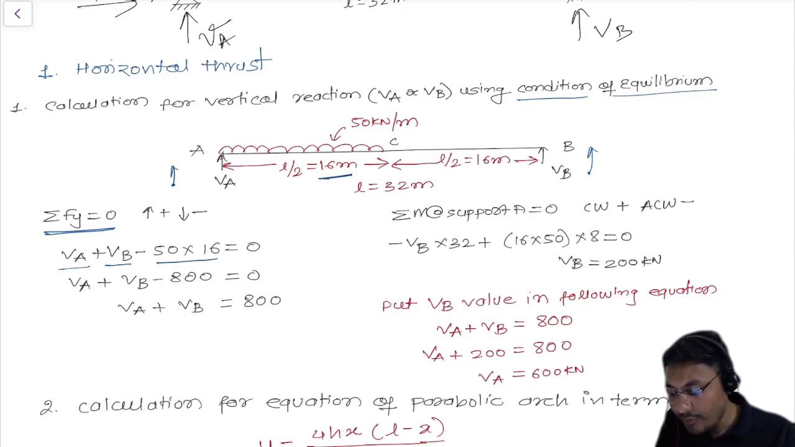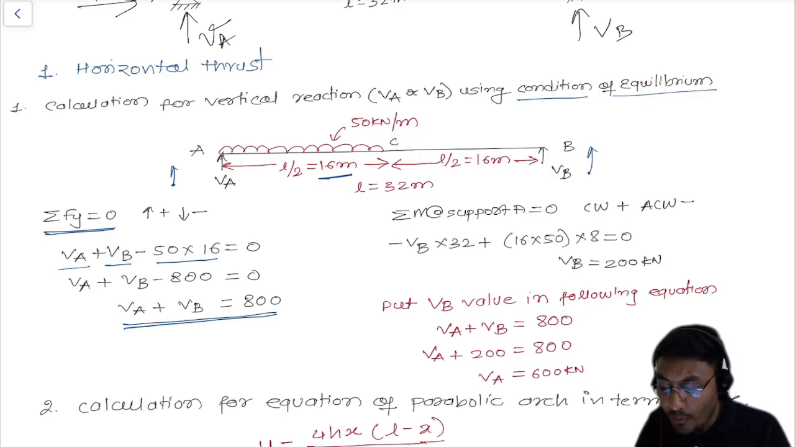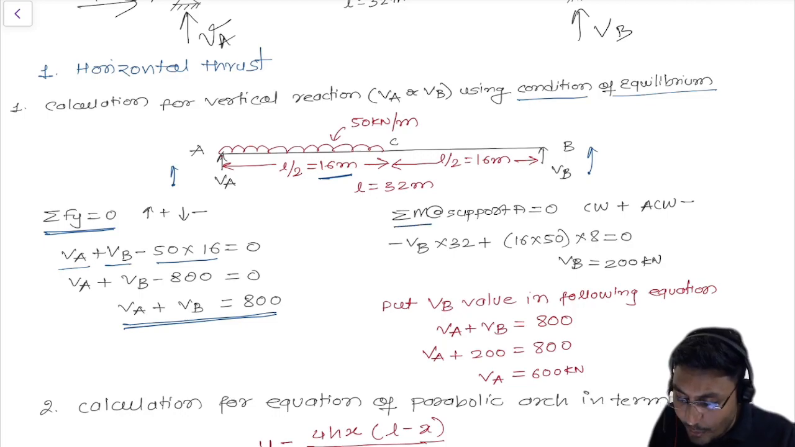So VA plus VB minus 800, 50 multiplied by 16. So VA plus VB equals 800. Now we have one equation which defines the relation between the two vertical reactions. Correct? Now let's take one moment at any support. So I am taking the summation of moments at support A.